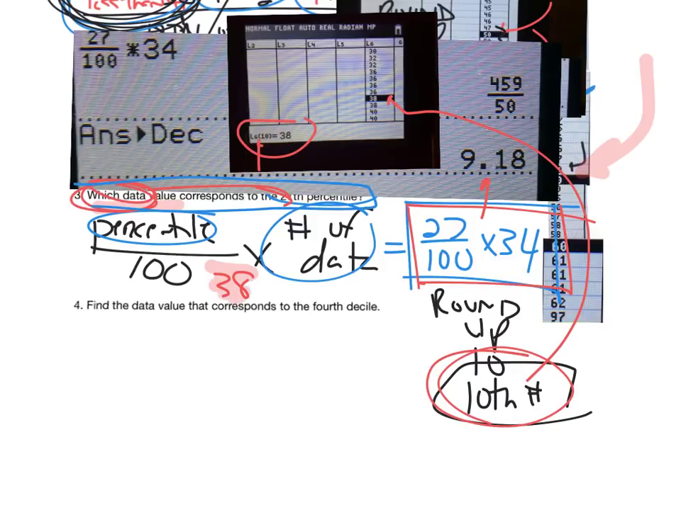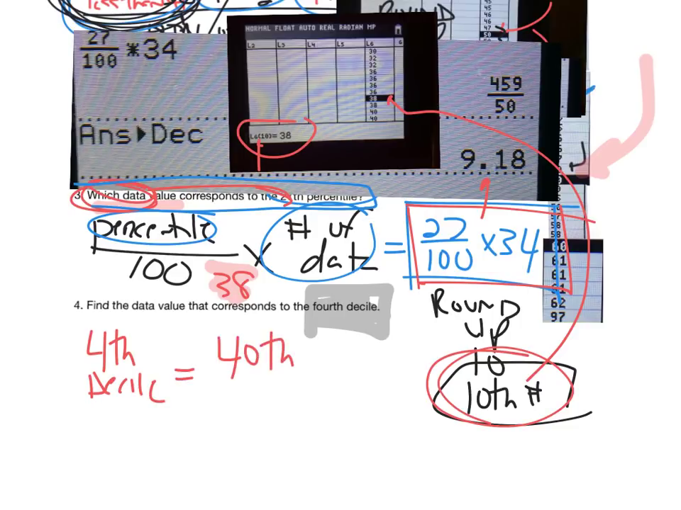Finally, we need to find the data value that corresponds to the 4th decile. And deciles basically break the data up into groups of 10. So the 4th decile will be the same as the 40th percentile. Deciles break the data up into groups of 10. So the first decile would be the 10th percentile. The second decile would be the 20th percentile. The third decile, 30th percentile.